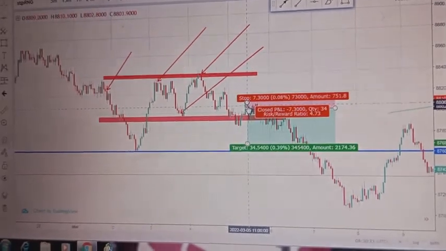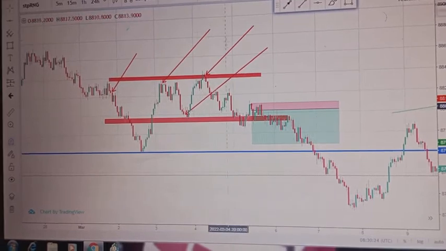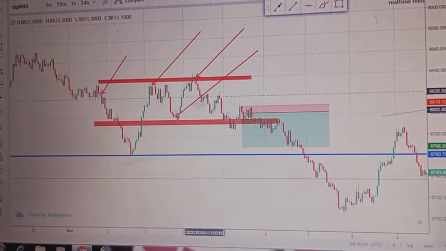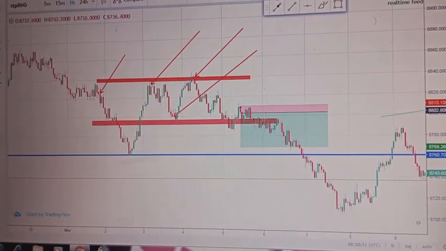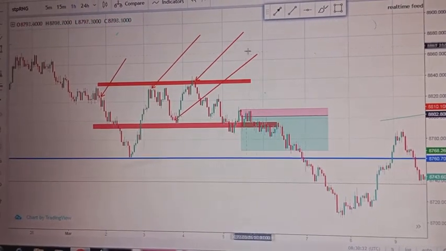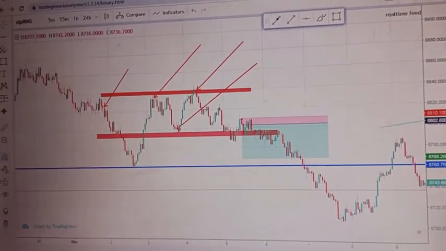So I'm finished explaining the double top. Let's move to another pattern again. I said I'm going to treat three patterns. Then we are good to go for the day.